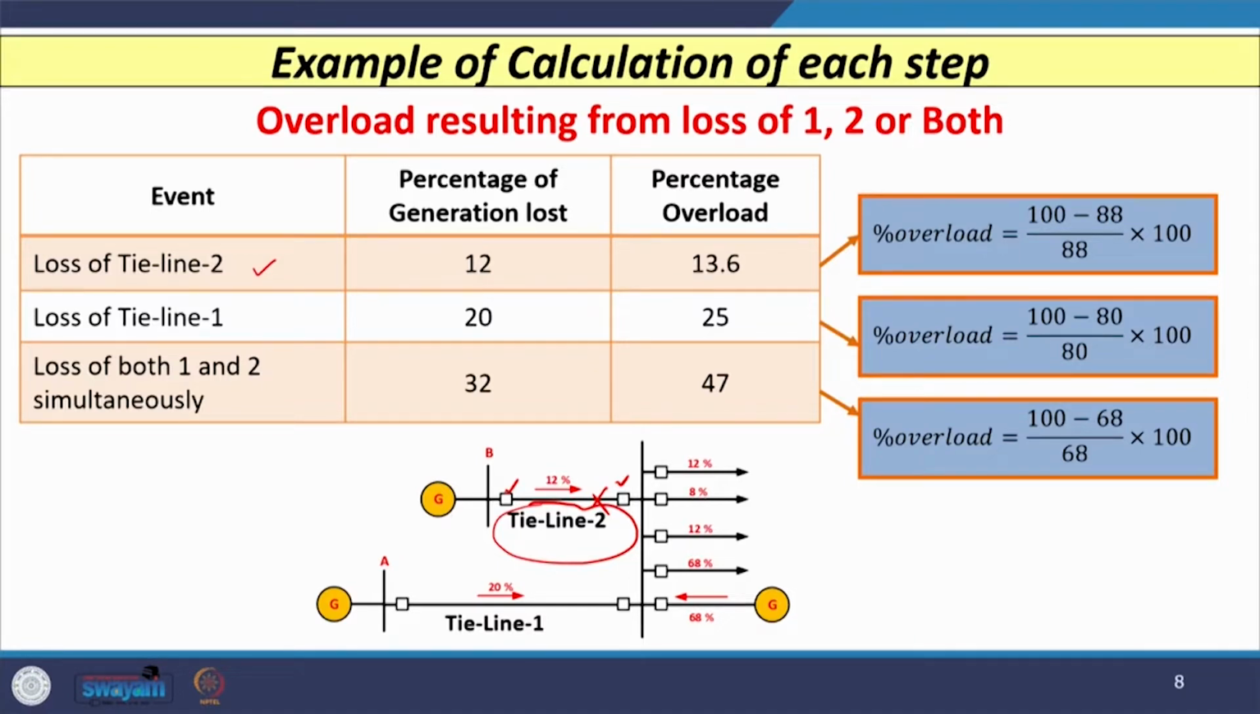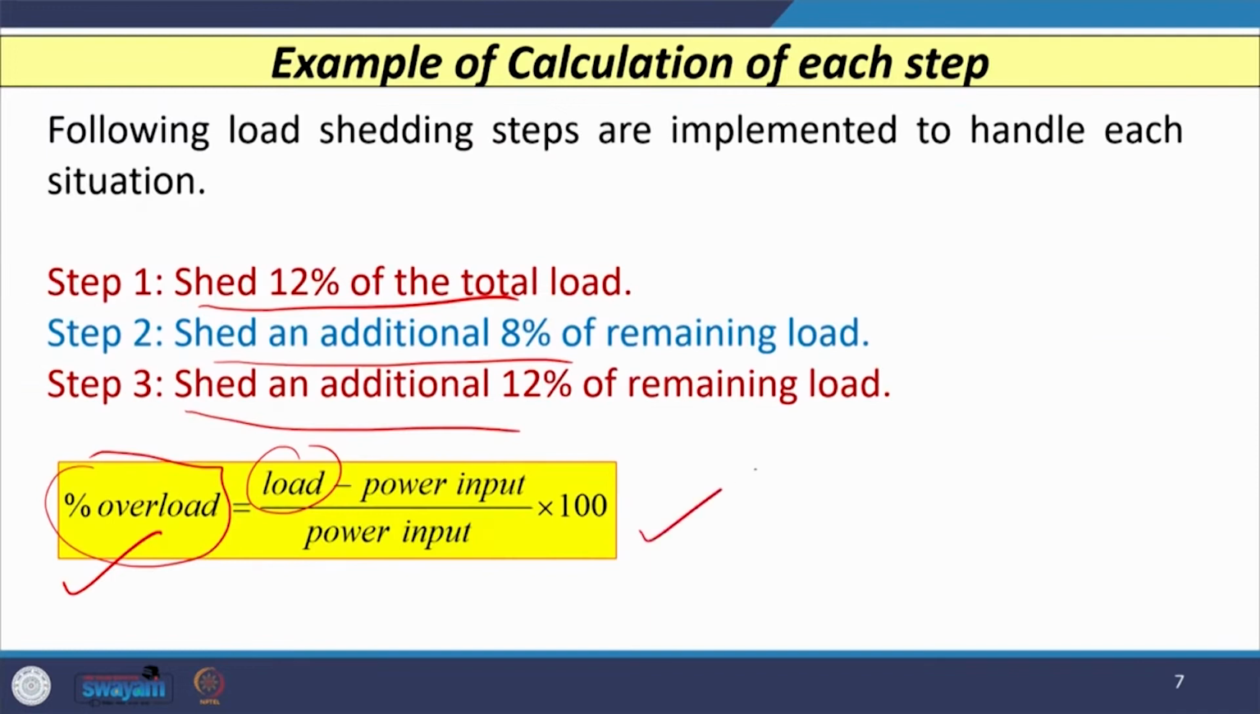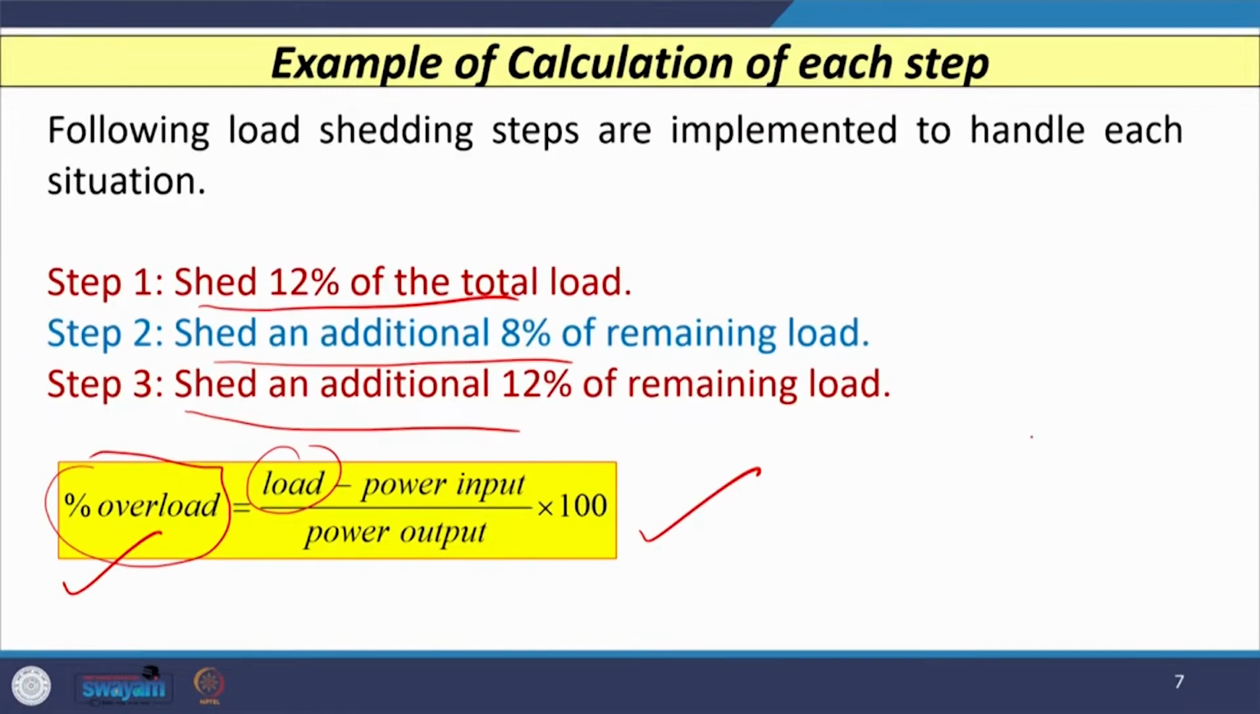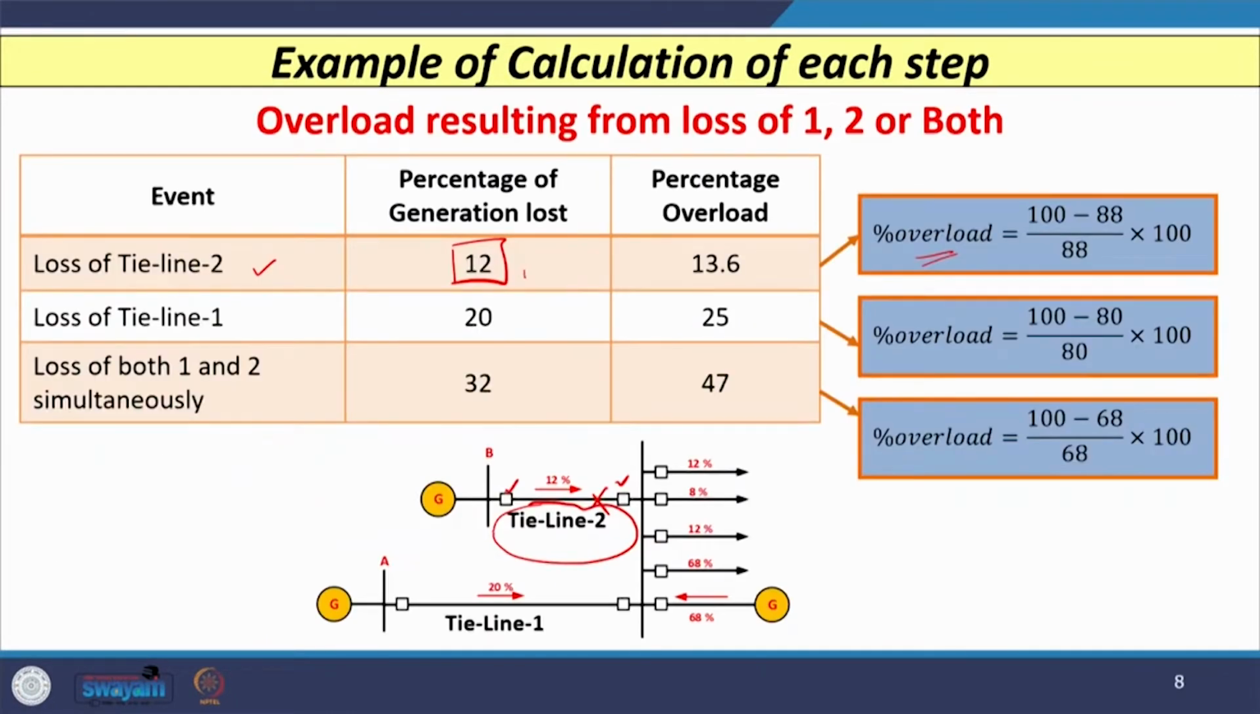So, the generation lost is 12%, and based on that we can calculate the percentage of overload using this equation. In that case, the percentage of overload would be: the load, let us say 100% load is there, minus the power input. As there is a loss of 12% load, this would be 88 and power output is also 88. So, you will have the percentage overload of 13.6%.